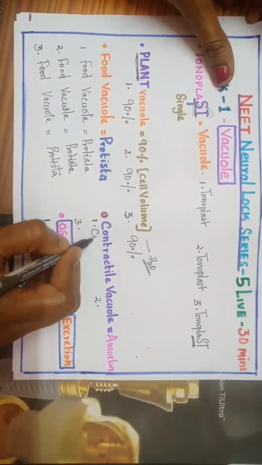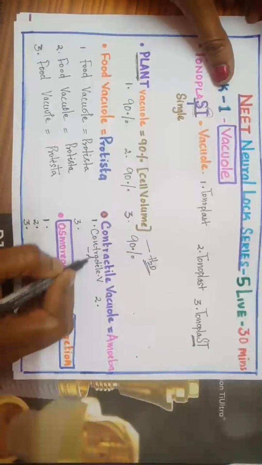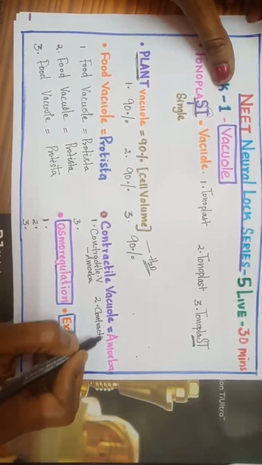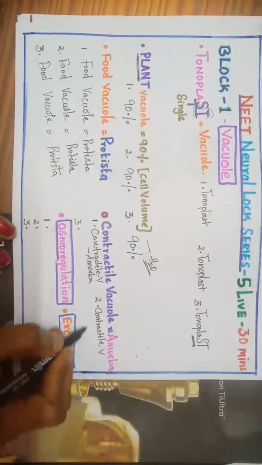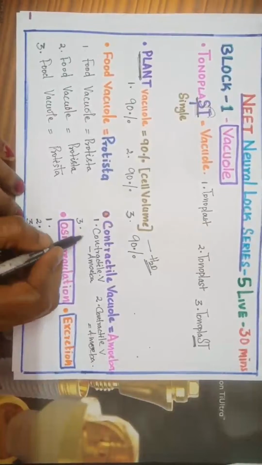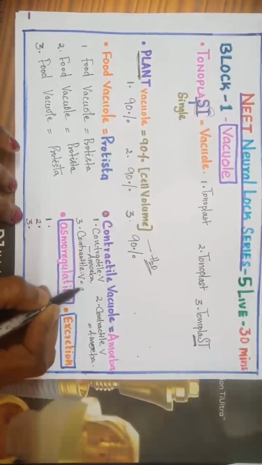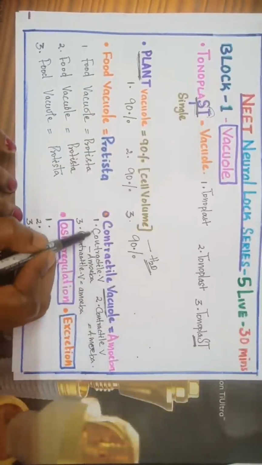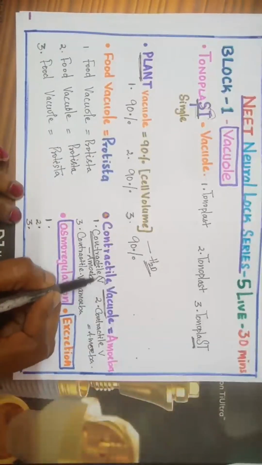Next is the contractile vacuole, seen in amoeba. Contractile, you can write this word alone. Vacuole you don't need to write. Contractile vacuole is seen in amoeba, because vacuole is a common word, you know, but contractile is a bit different. So write this part alone and you can save time.